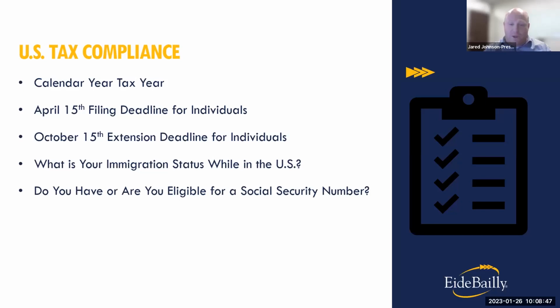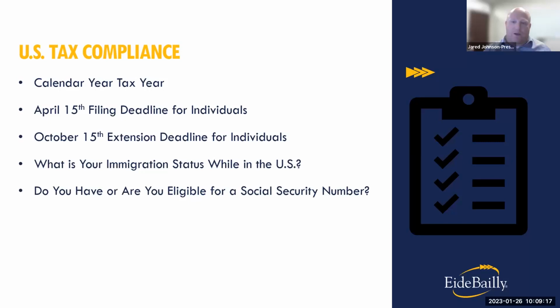The other thing that really comes up in those first conversations is, do you have a Social Security number? And if you don't, are you eligible for one? If you're coming in on a work visa, you are eligible for a Social Security number. I get a lot of questions about, can I just get an ITIN? You have to have a tax purpose to have an ITIN. You can't have an ITIN if you're eligible for a Social Security number.